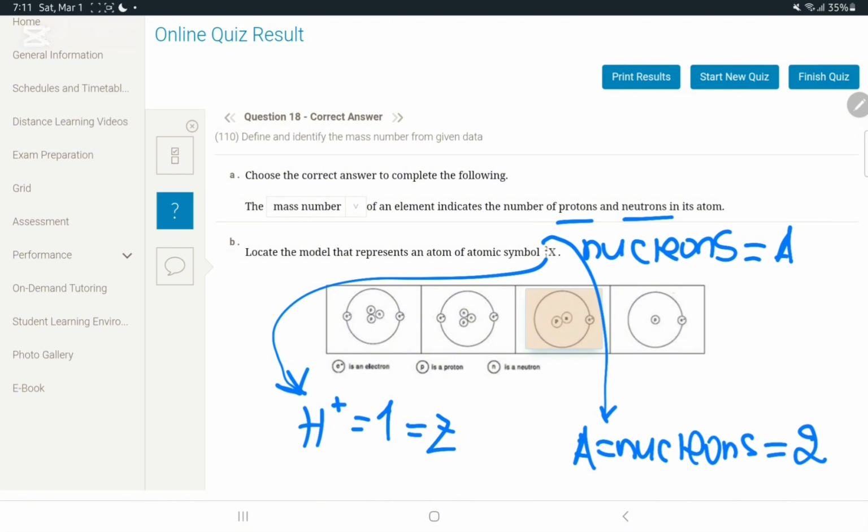Now, what did we say about the neutrons? Neutrons is the nucleons minus the atomic number. Okay, so A minus Z, right? Or A minus H plus is equal to the neutrons. So basically, if it's 2 minus 1, that means there's 1 neutron. So we need to find an atom with 1 proton and 1 neutron.